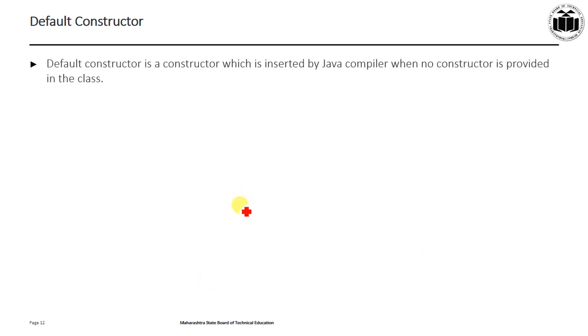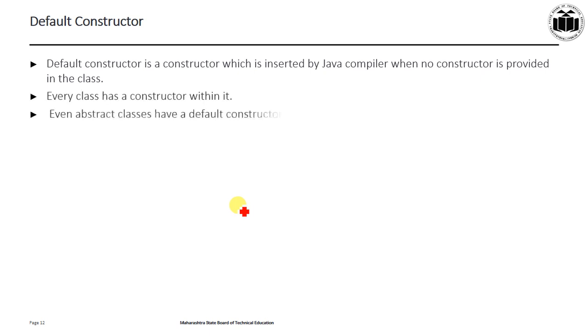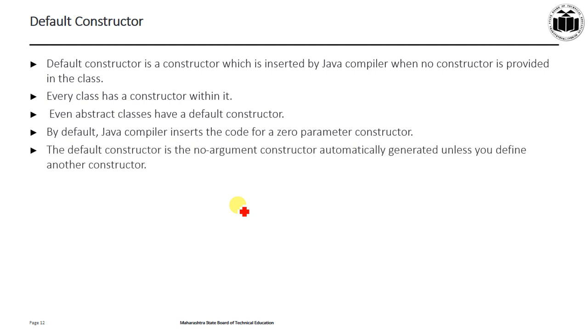Default constructor is a constructor which is inserted by Java compiler when no constructor is provided in the class. Every class has a constructor within it. Even abstract classes have a default constructor. By default, Java compiler inserts the code for a zero parameter constructor. The default constructor is the no argument constructor automatically generated unless you define another constructor.